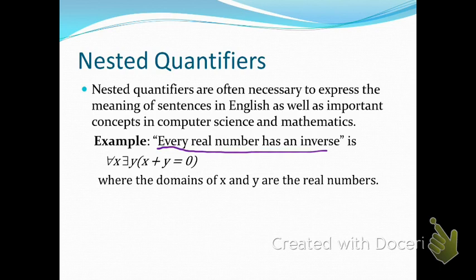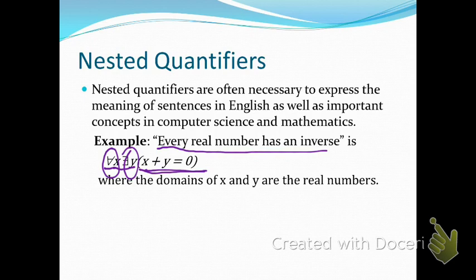If we recall in mathematics, to have an inverse, if I add any two real numbers together and they are inverses, then their sum is 0. This statement represents this: for all x, there exists a y such that x plus y is equal to 0, where x and y are real numbers. So that means that for all x's, there is at least a y that, when I add these values together, I get 0.